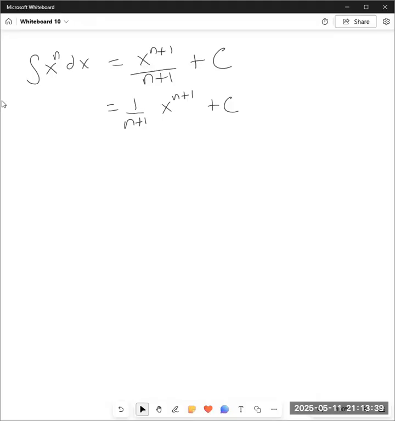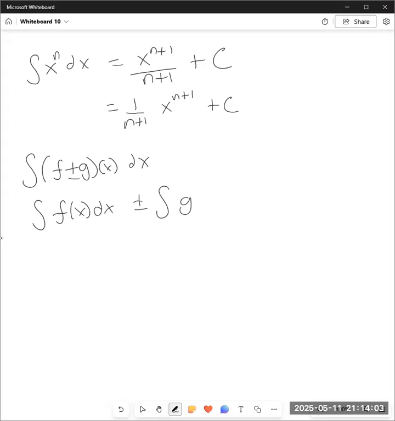We're also going to have some other rules that we'll be able to use when things get a little more complicated. For instance, if I have a sum or difference of functions here, then I can split the integral up like that. So I'm going to be doing some problems like that too. So make note of those properties.